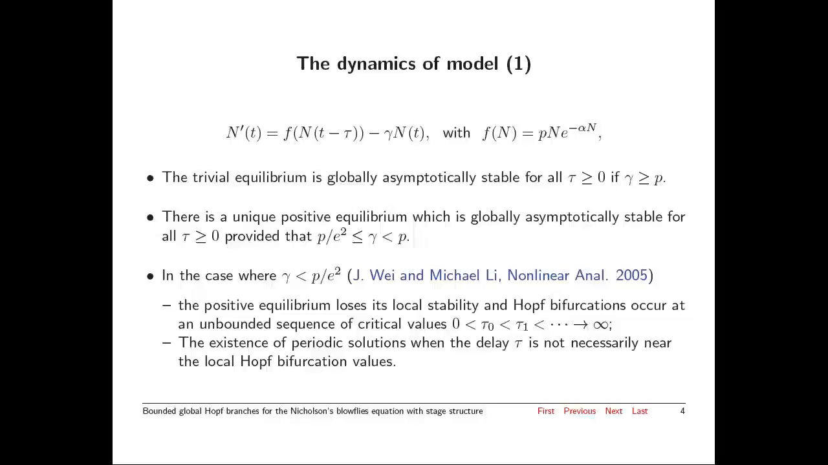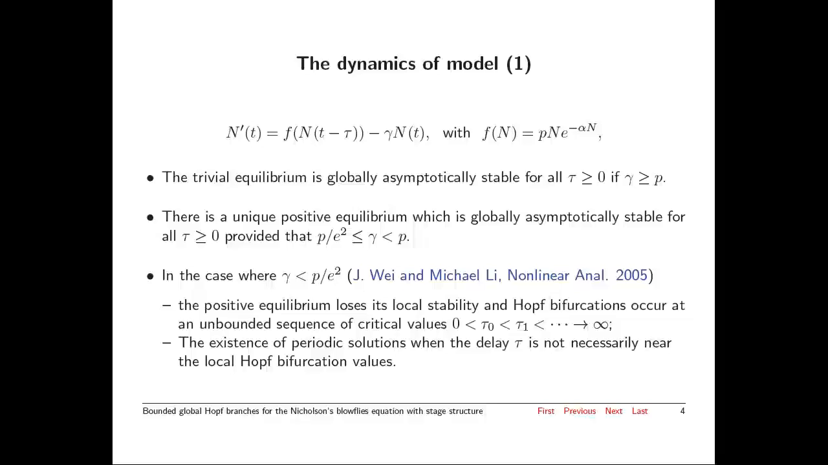It means that when tau is larger than each Hopf bifurcation value tau_i, and tau is away from tau_i, we still have the existence of periodic solutions. They further give that the periodic solution still exists when tau is larger than each bifurcation value tau_i. Here the Hopf bifurcation value is unbounded.